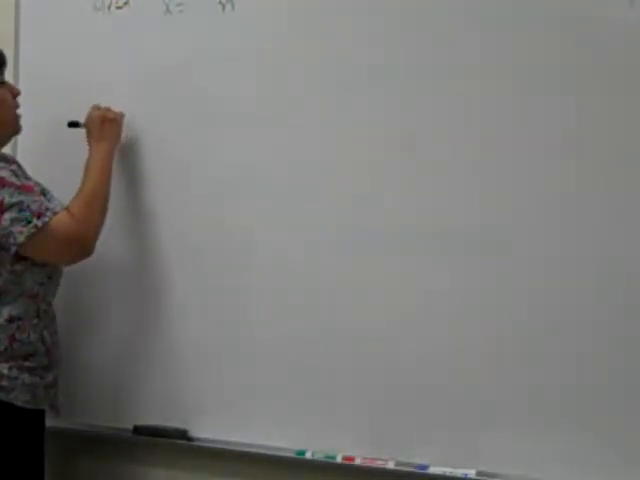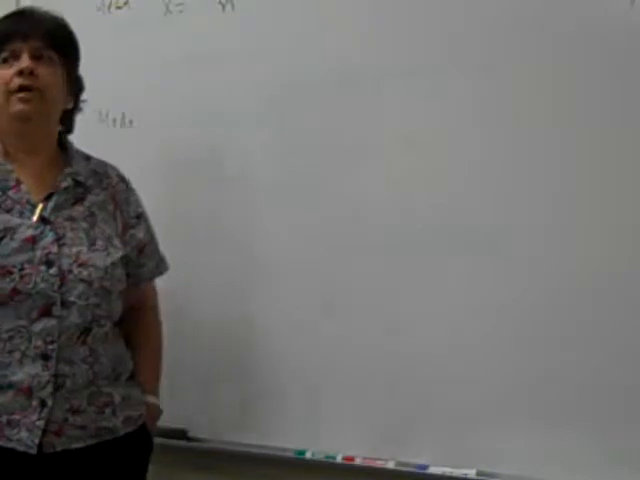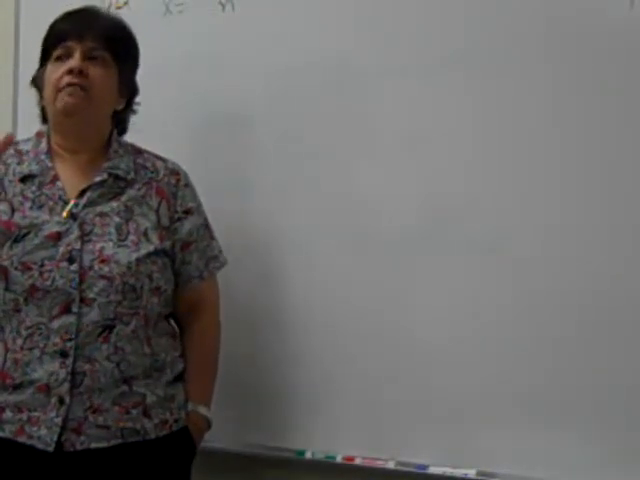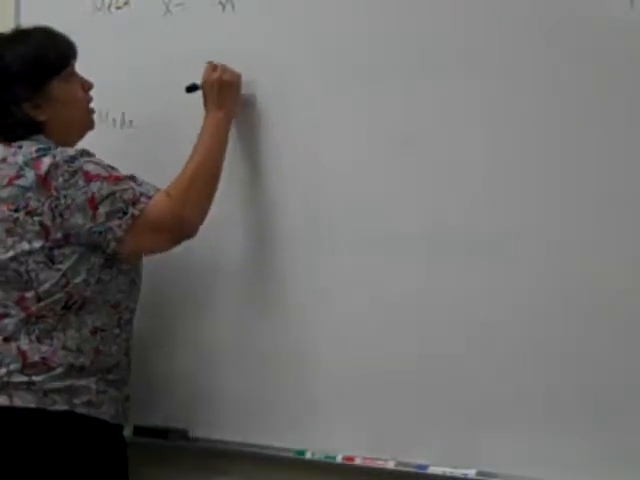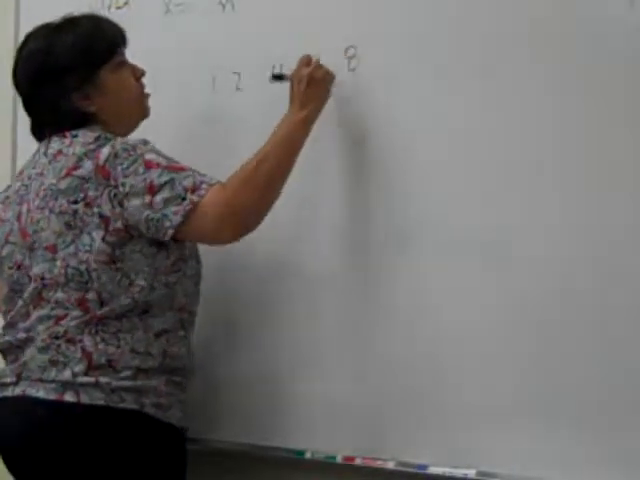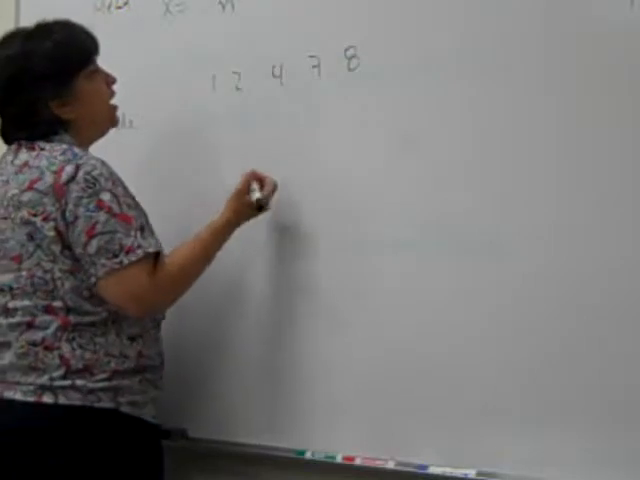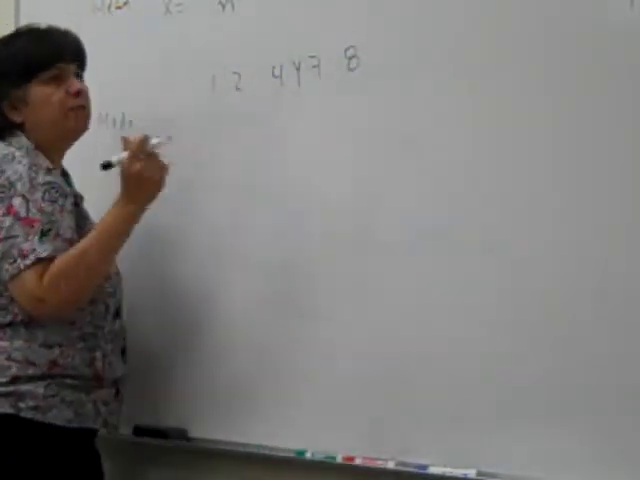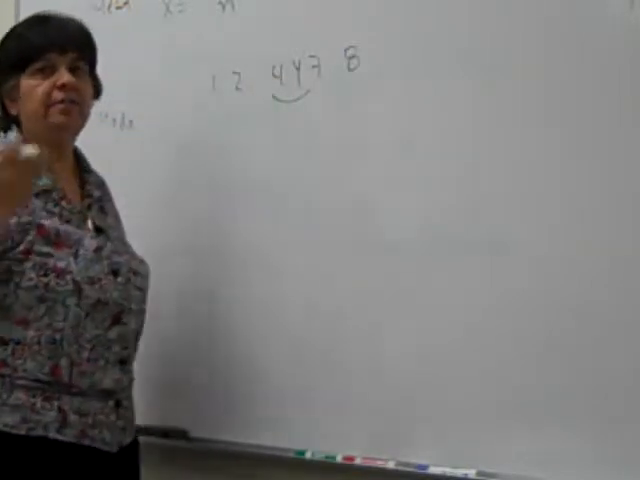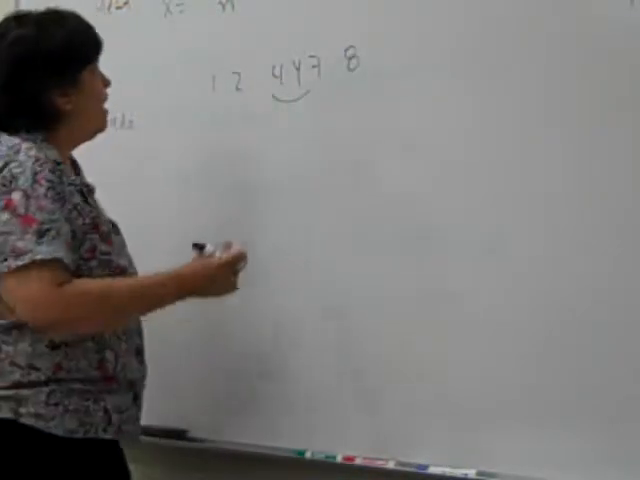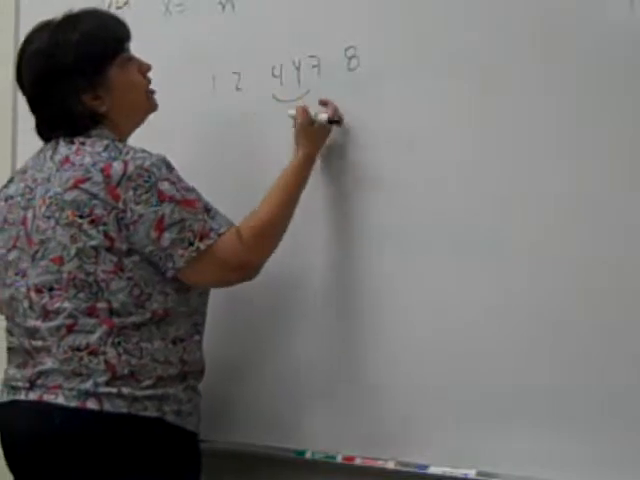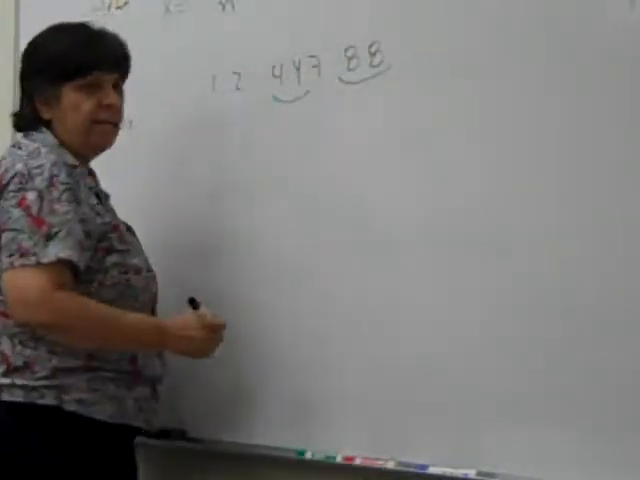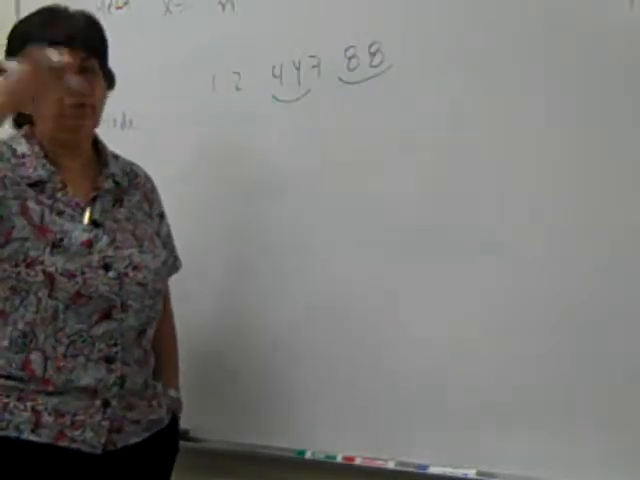Okay, the mode. The mode is the number that most appears in your data set. You either can have no mode. If I have 1, 2, 4, 7, and 8, I don't have mode. What if I have 1, 2, 4, 4, 7, and 8? I have one mode, that is the 4, because it happens twice. What if I have 1, 2, 4, 4, 7, 8, 8? I have 2 modes, the 4 and the 8. I can have 3 modes or multi-mode.